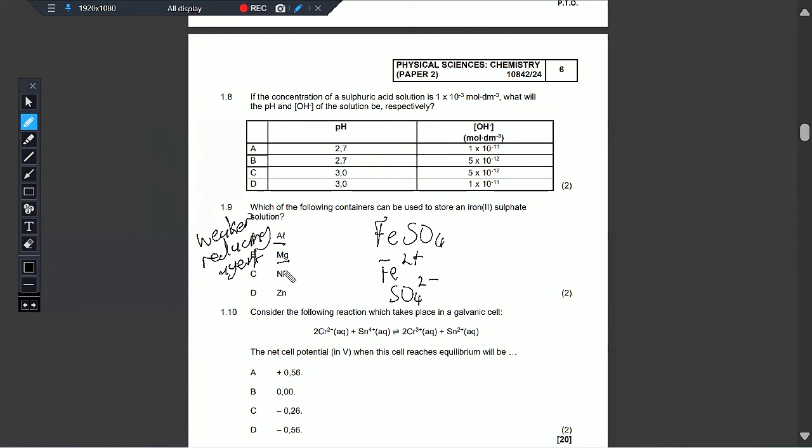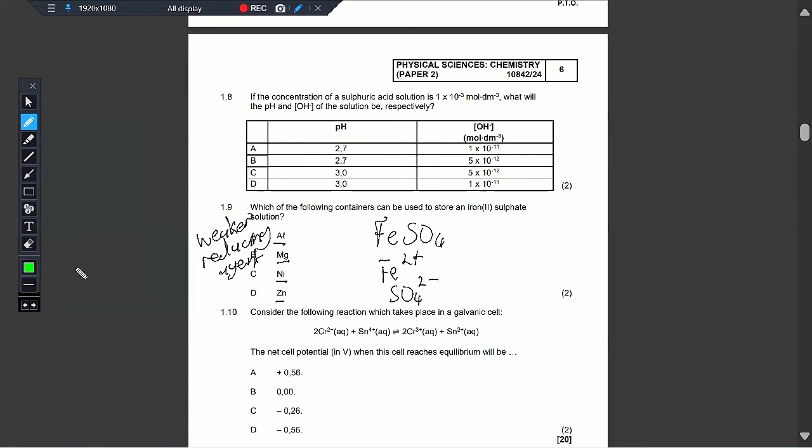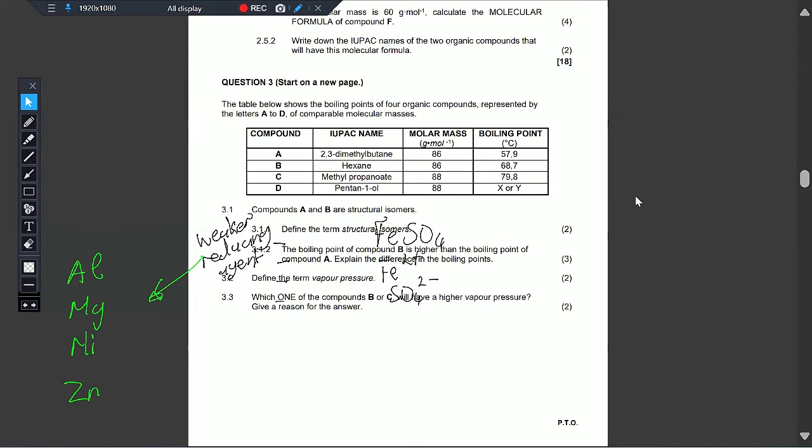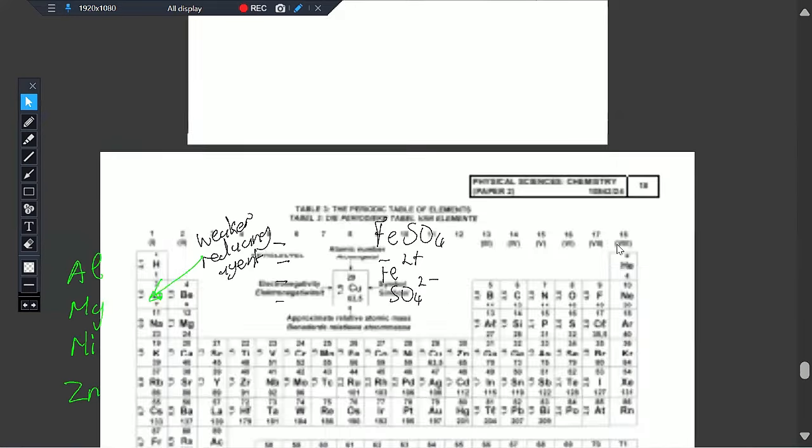We have Al, Mg, nickel, and zinc. So let me just write them here, because I'm just going to scroll to the table. So between aluminium, magnesium, nickel, and zinc, we are looking for the one that will be a weaker oxidizing agent. Right, so let's go to our table. So preferably, we'll be using the 4B table.